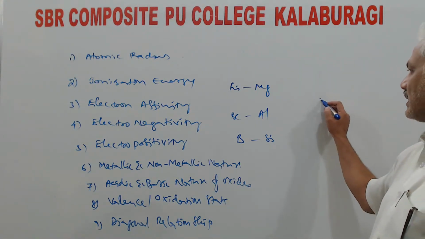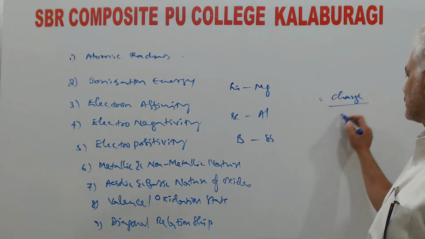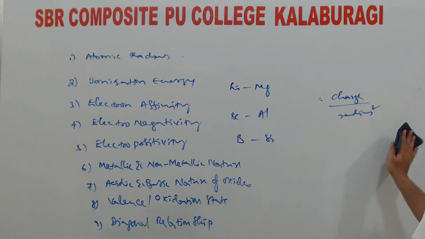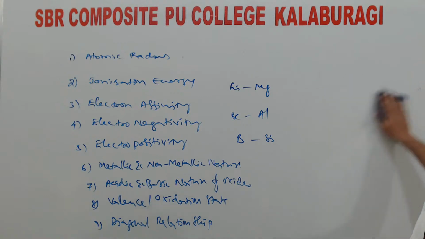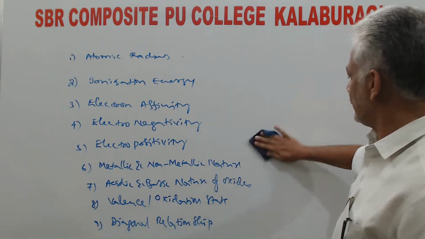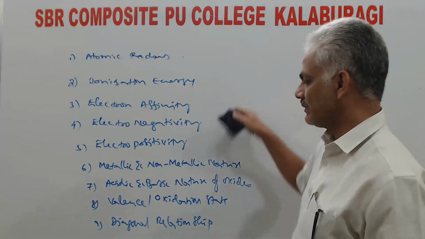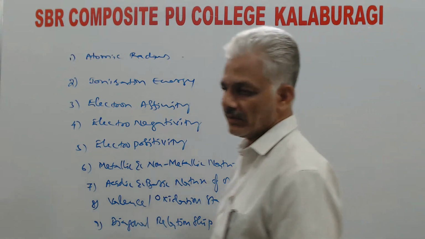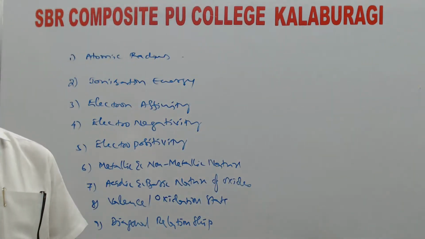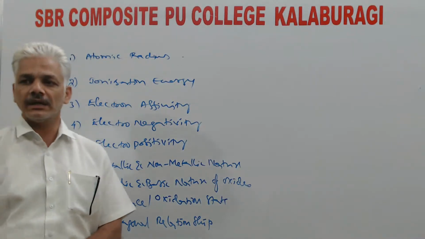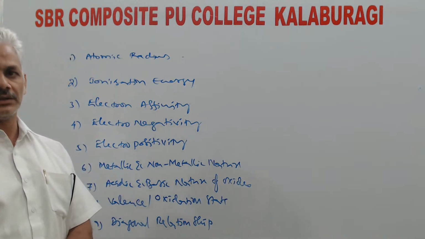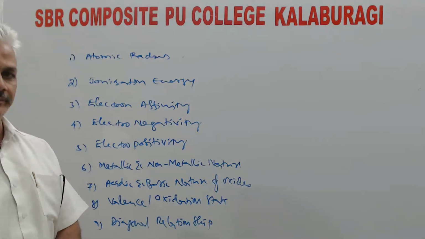Polarizing power is calculated by means of this relation, charge by radius square. Whichever elements have similar polarizing power values will have similarity in the properties. So these are the various periodic properties. Out of the periodic properties, diagonal relationship is a limited property applicable for just three pairs of elements that are present in second and third periods and in the first four groups 1A, 2A, 3A and 4A.